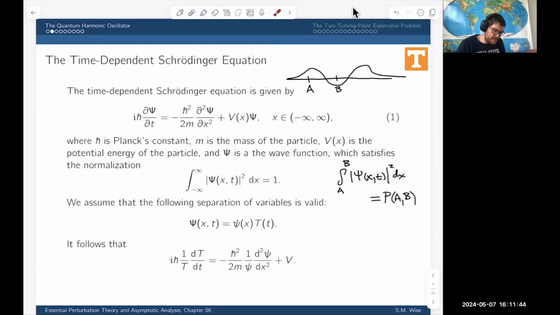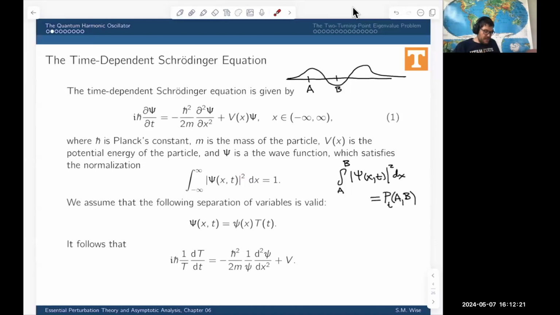So this probability is evolving in time. But if we integrate over all of space this wave function squared, according to the Born interpretation of quantum mechanics, the probability that we find the particle somewhere should add up to exactly 1. So this is sometimes called the normalization condition. So we expect the wave function to satisfy that the integral from minus infinity to infinity of the modulus squared of the wave function is always equal to 1.